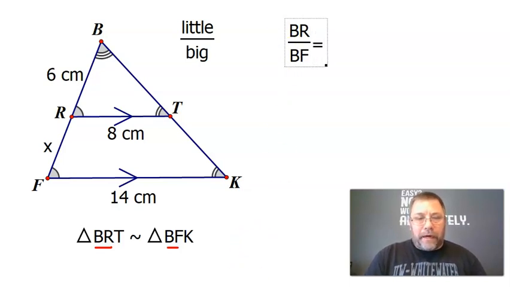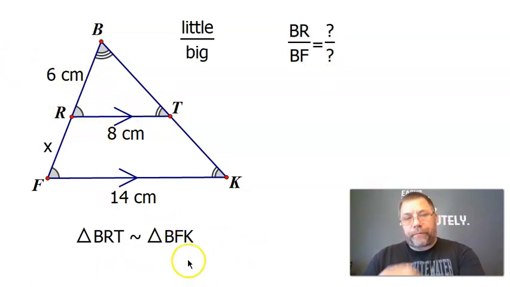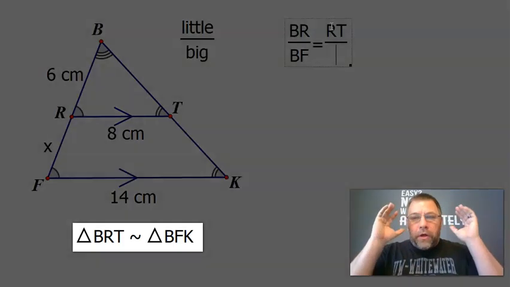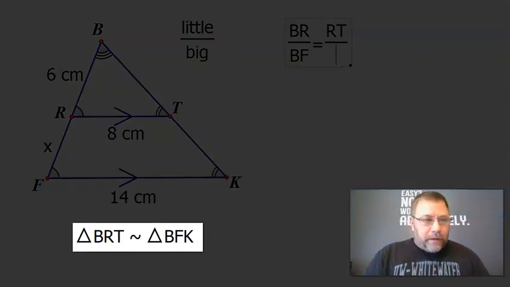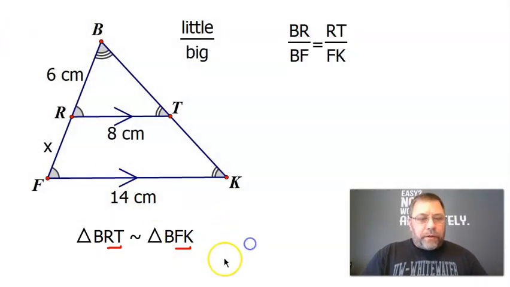And now I need another side of the proportion. Go back to the little triangle. The only other side of the little triangle that we know is line segment RT. So I'm going to go with line segment RT. Now, what line segment goes with RT? Once again, use the statement. If I look, line segment RT goes with line segment FK, second and third letter. And now we have our starting proportion.